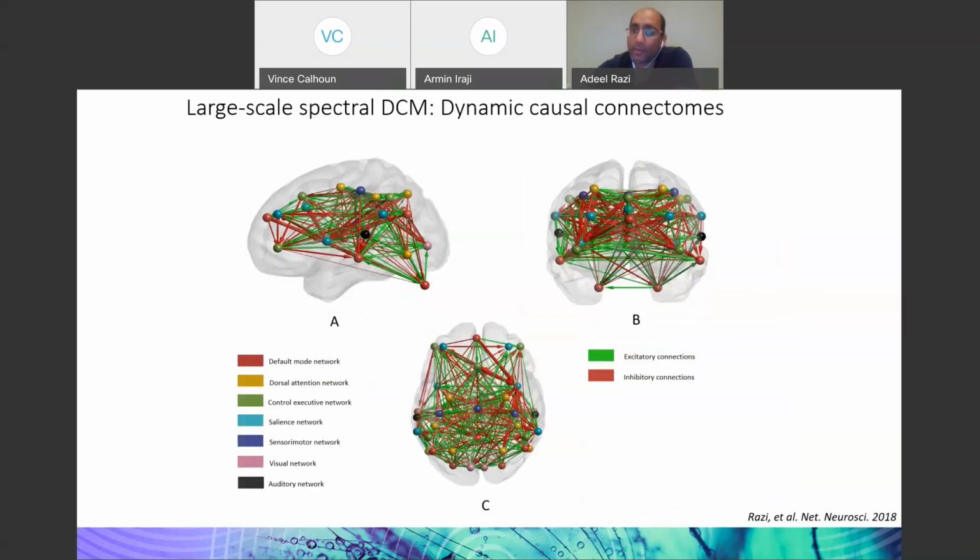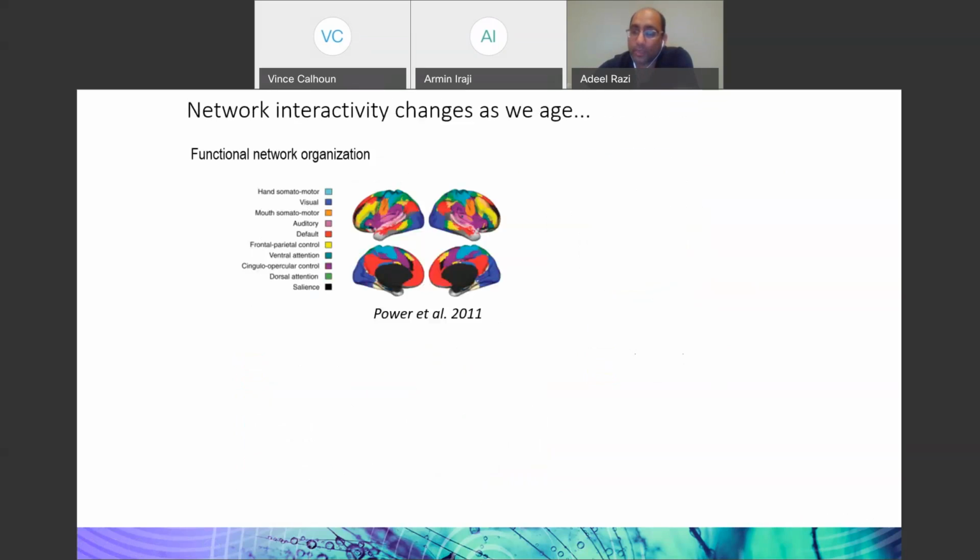So what you get with the spectral DCM are these connectomes, where you have these green connections, as I said before, excitatory connections, and inhibitory connections. Different node colors show different brain networks, and so on. So this is what we call a causal connectome. I wanted to show you some examples of how we apply this.